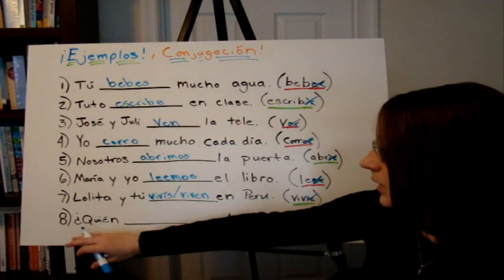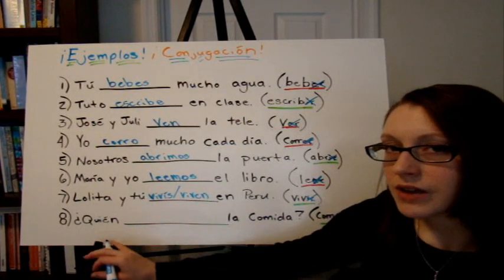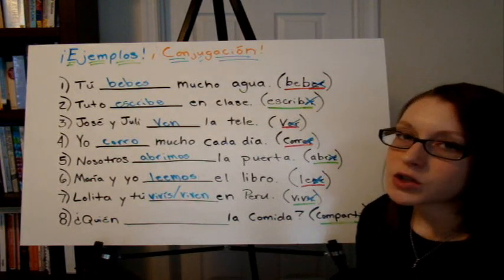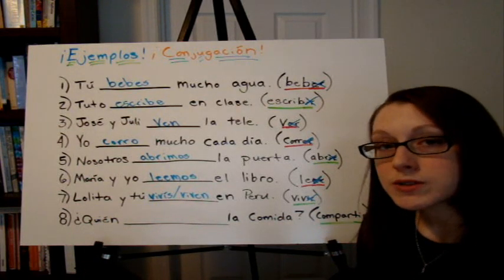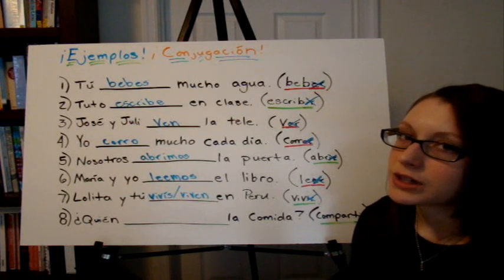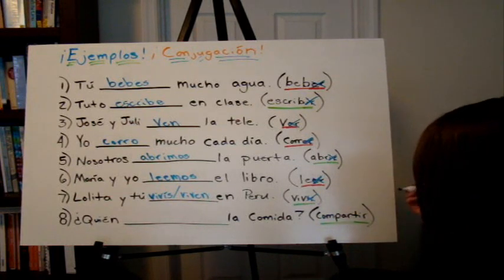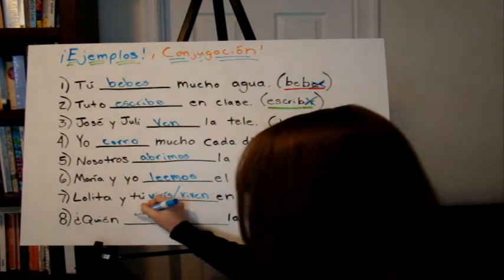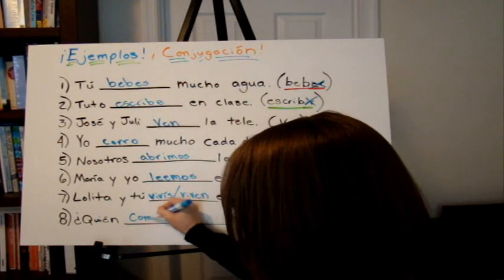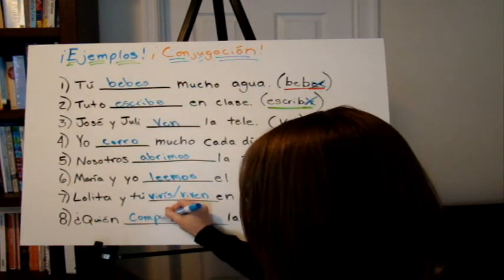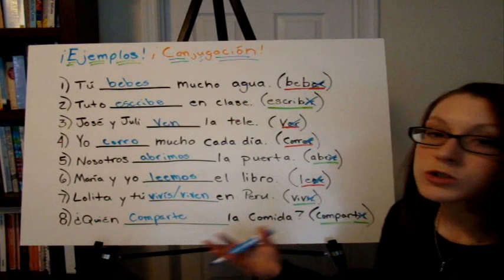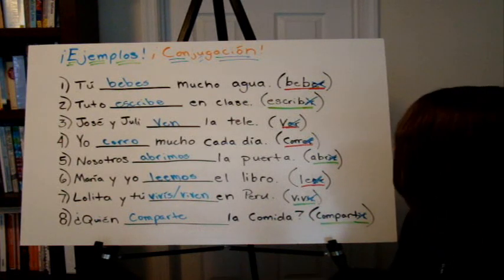¿Quién? Now if you don't remember this from last time, we're still having some problems with it. Remember, ¿quién means who, and it's the singular who. So we don't know who the person is, male or female, but we do know that it's one person. So we're going to conjugate for the singular form. Compartir, take off the IR, and conjugate for the singular form, which is going to be comparte. ¿Quién comparte la comida? Who shares their food? Or who shares the food?